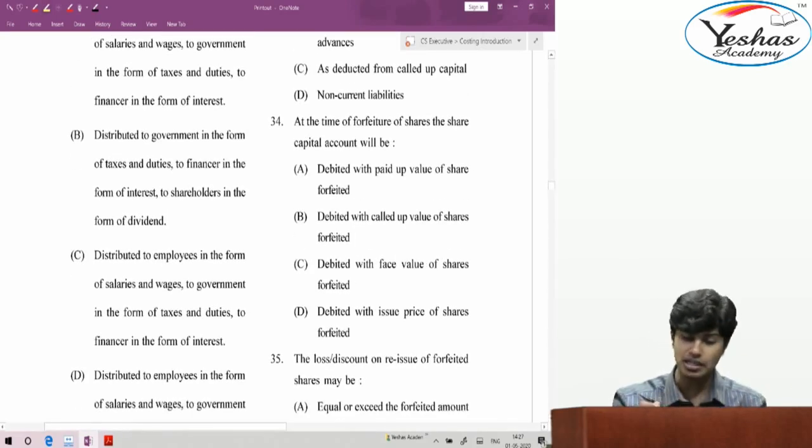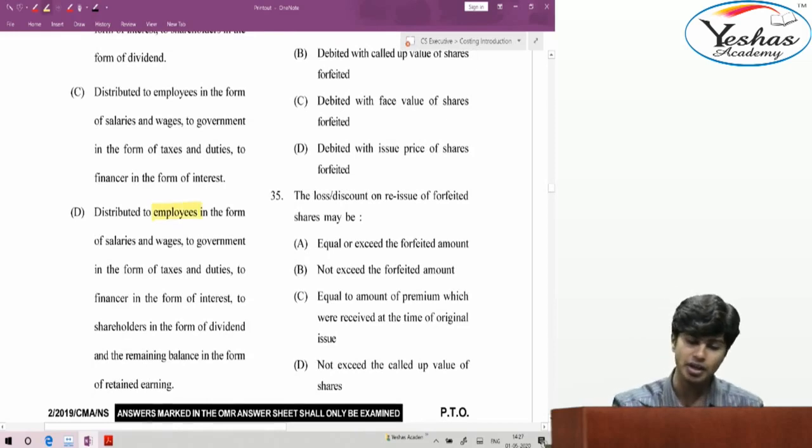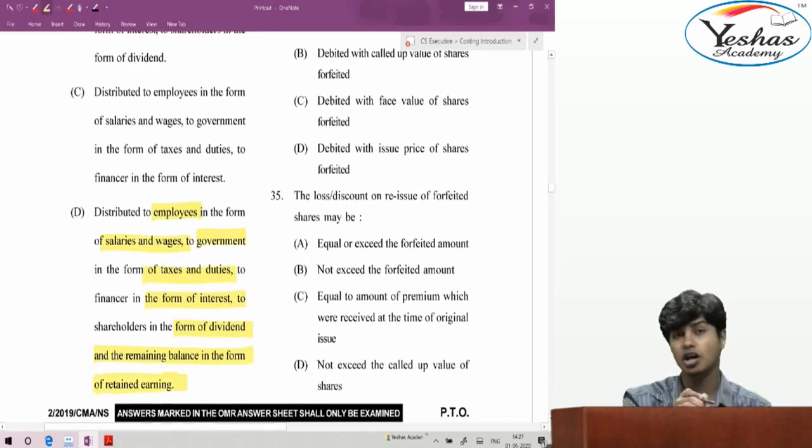Option C has employees, government, wages, taxes and interest. Yes. This is also similar to A. Whereas option D says employees, salaries and wages, government, taxes and duties, interest, form of dividend and remaining balance retained earnings. Retained earnings is not covered in other options. That is also part of it. Part of our value applied.